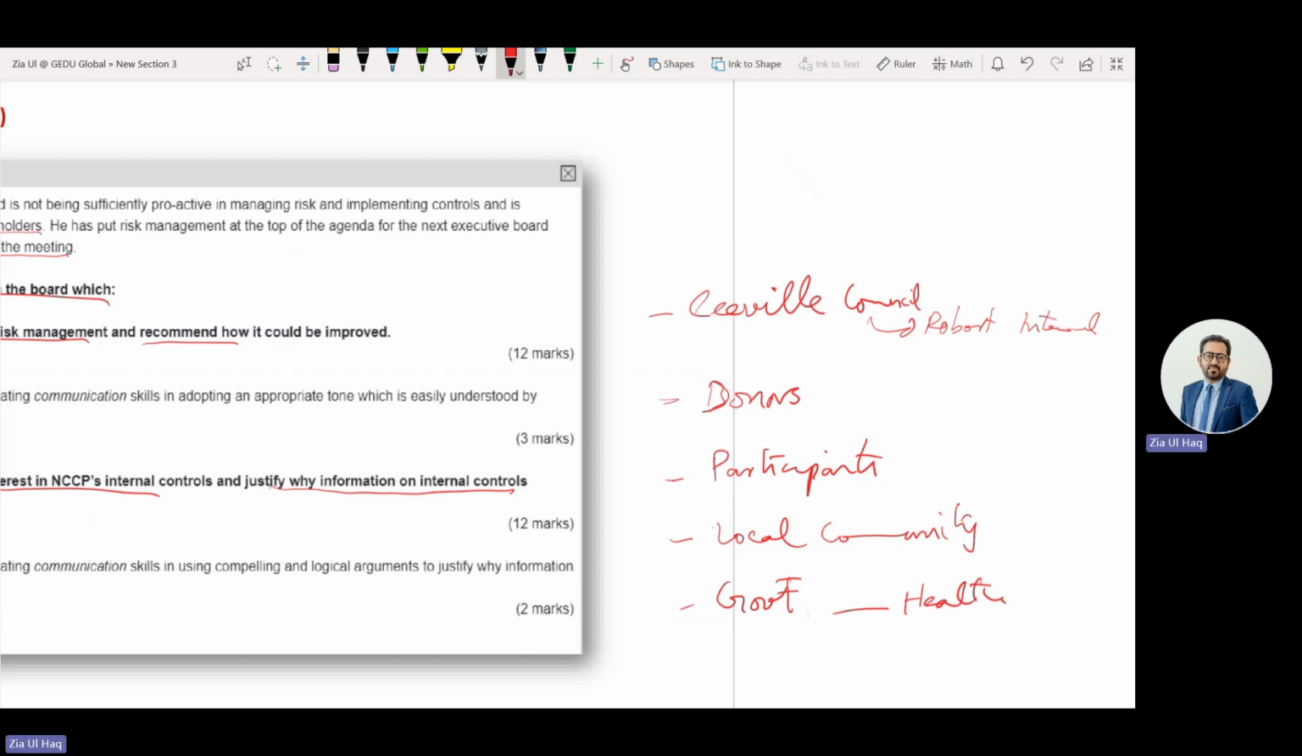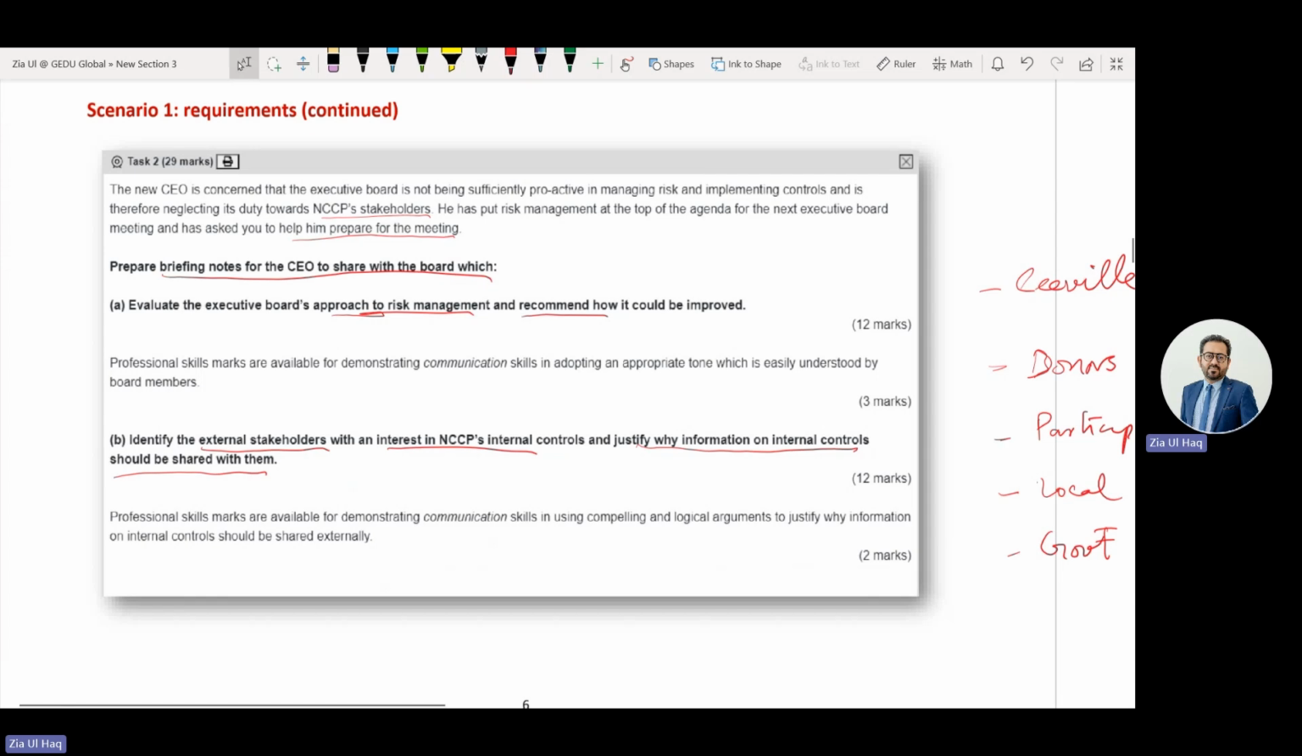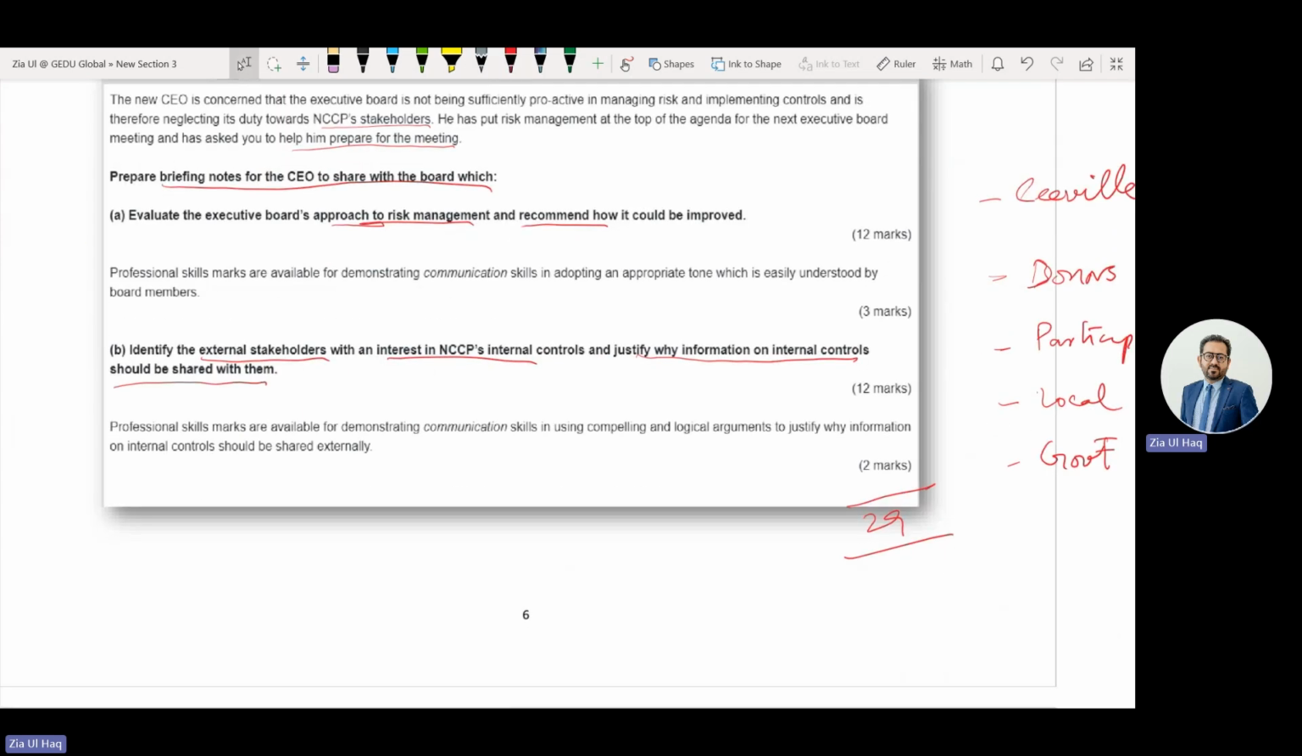What else? That's it. We can just add one more point. So this requirement was for 29 marks, task 2 for 29 marks, task 1 for 34 marks. So altogether 63 marks we have to resolve. Two thirds of the paper.